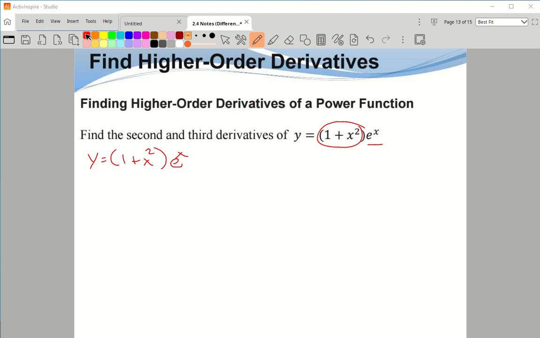Would you like for me to do this one again? Yes? Okay. So I'm going to say that my f is the first part, 1 plus x squared. G is the second part, e to the x. F prime is going to give me 2x. G prime is e to the x. You don't remember this, Christian? Because I called you on this one right here. I was like, hey, what's the derivative? E to the x, yeah.